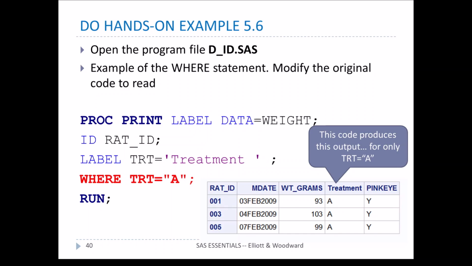Now when you run that, you get this output here, and we see again we have the rad ID and all the other things. But notice here only the data where treatment was listed as A is included in the output. Again, a way to do some sort of subset analysis or subset report by limiting it with the where statement.